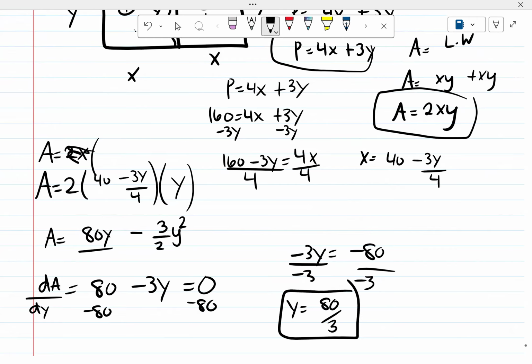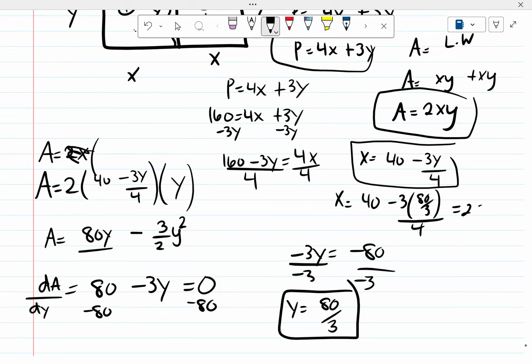Now, that y value makes it a max. Now, how do you find the x? We kind of know what x is, this one right here. We'll just plug that back in, replace y with 80 over 3, and we do all the algebra to get 20. So our x is going to be 20, and then our y is going to be 80 over 3.